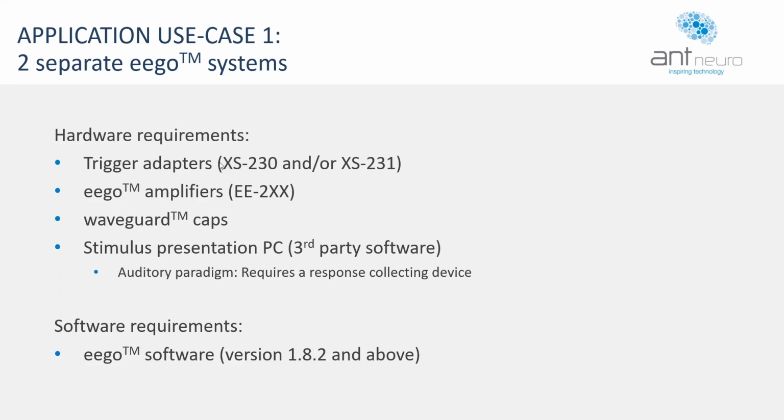Finally, if you have a task which requires the subject to respond to the stimuli, you would need a response collecting device also. So this could be in the form of a push button, for example, or a haptic device that can register triggers and send them in parallel to the data sets. On the software side, you don't really have a very high requirement, so anything from eego version 1.8.2 and above would do. That's application use case number one, where you're looking at two separate ecosystems.